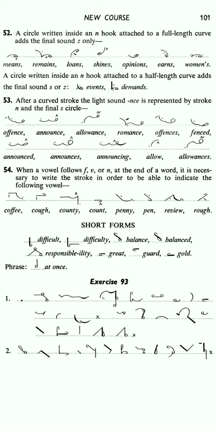Clear है. Next is responsibility. R stroke on the line से start करते हुए S circle, P stroke with NS circle is used here for responsible and responsibility. Great. Gay halved here with R hook on the line. Same outline above the line for guard. Gay halved here with L hook on the line for gold. This is the phrase for at once, and T with NS circle is used here above the line for at once.